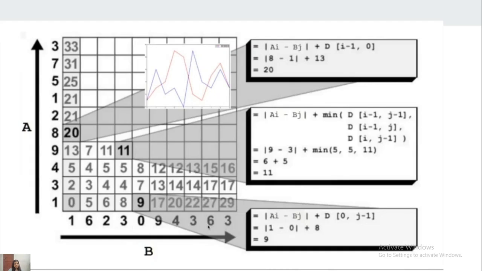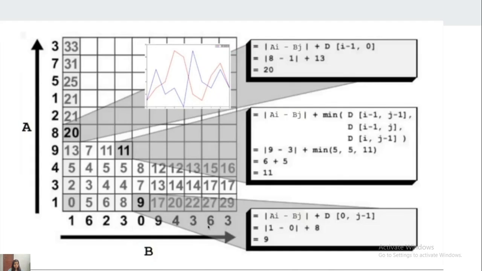The corresponding A_i value for this element will be 9, and its corresponding B_i value will be 3. Their difference is 9 minus 3, which gives 6. Now let's keep this value aside, and now we have to compare these three values, 11, 5 and 5. So the minimum among 11, 5 and 5 is again 5. So we add this 5 with the 6 we got earlier, and now we'll get 6 plus 5, 11. So likewise, we will fill the entire distance matrix.